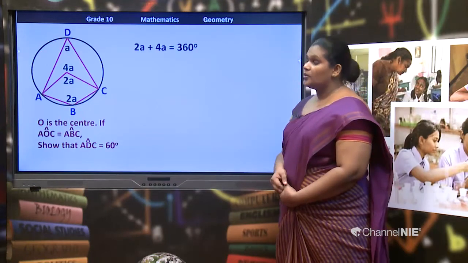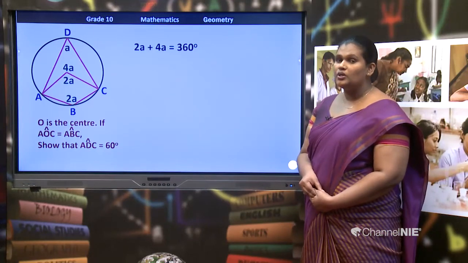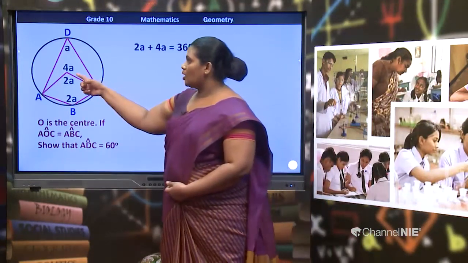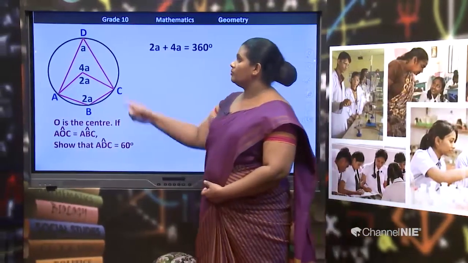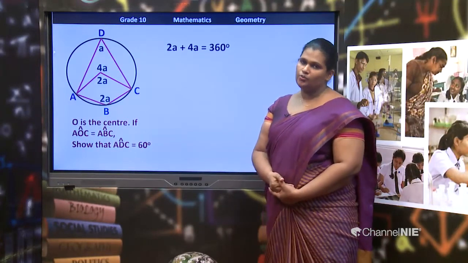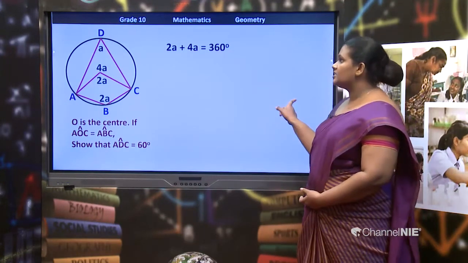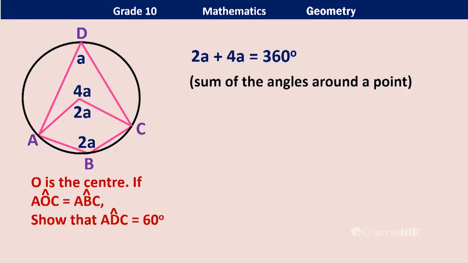Right. So, we can say 2A plus 4A is equal to 360 degrees. How did we get that? Here around O we have got 2A and 4A. So, when we are adding these two, it is the angle around a point. We know that the sum of the angles around a point is equal to 360 degrees. So, we can get 2A plus 4A equals 360 degrees. You have to mention the reason: sum of the angles around a point.